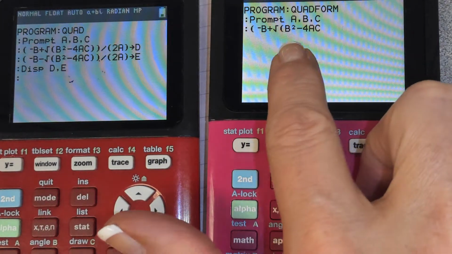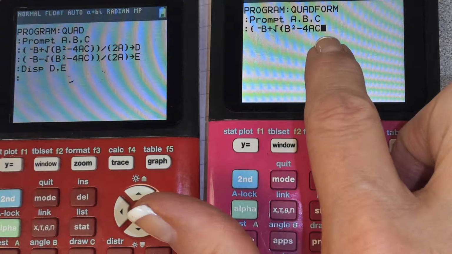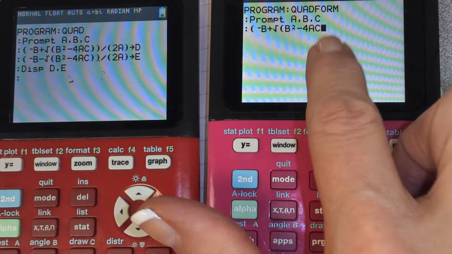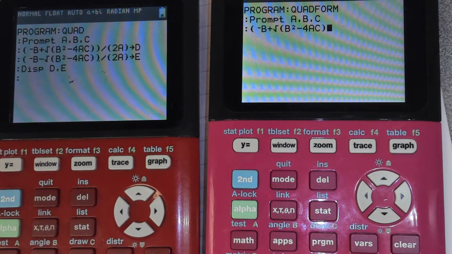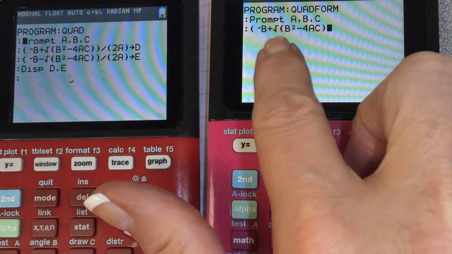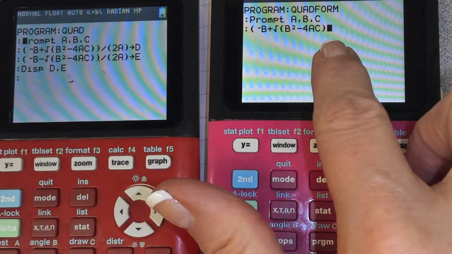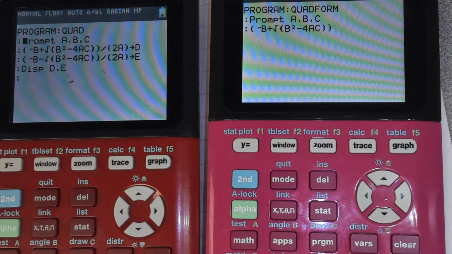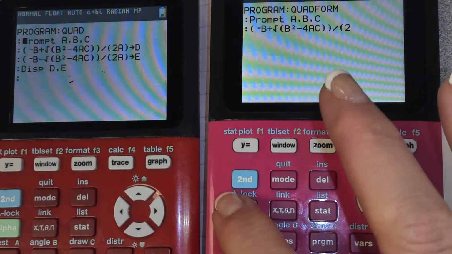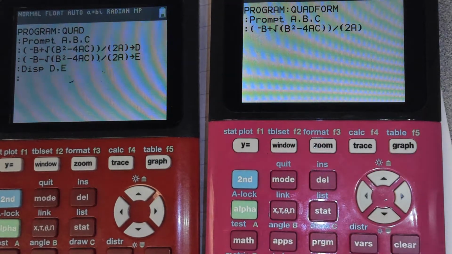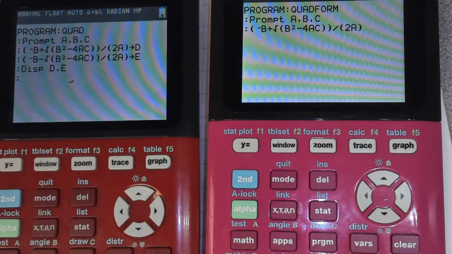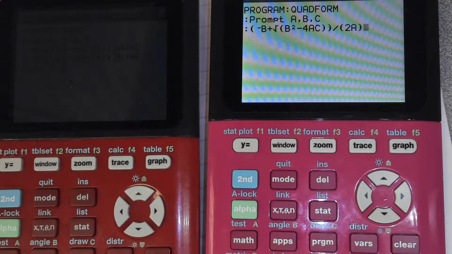Now, all of that needs to be under the radical, so I have to close the parentheses. I want all of that numerator to get divided by 2a, so I need to close the parentheses now. So all of that needs to get divided by parentheses 2a. That's the first part of the quadratic formula.